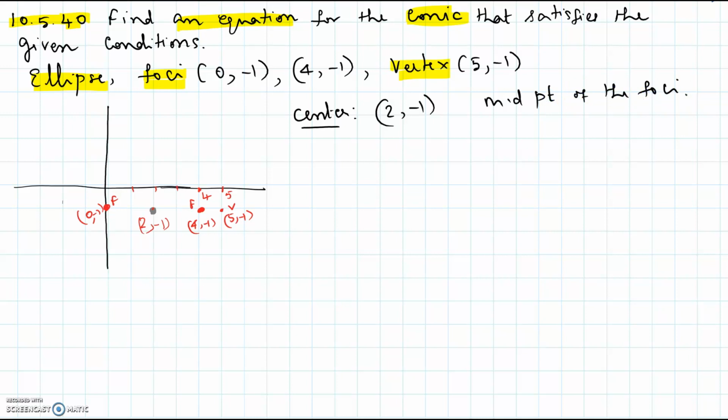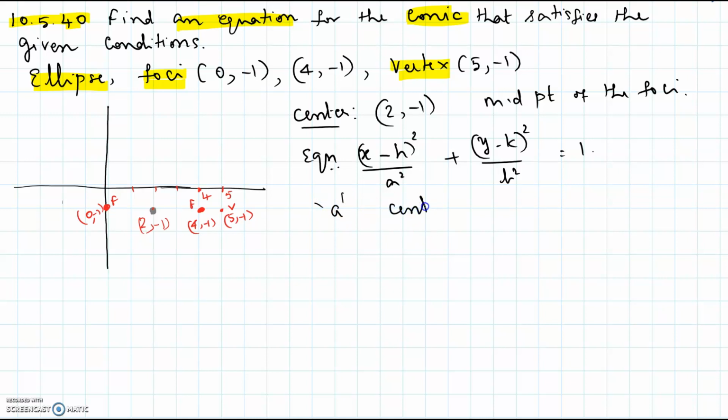Now, we are going to find the equation of the ellipse. The equation of the ellipse is in the form (x minus h) squared over a squared plus (y minus k) squared over b squared equal to 1. Clearly the center is not at the origin, so it is a shifted center at (h, k). Then the standard form of an ellipse with center at (h, k) is given by this relation, where a is the distance from the center to the vertex.